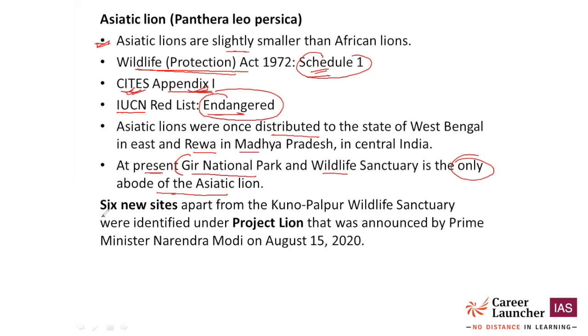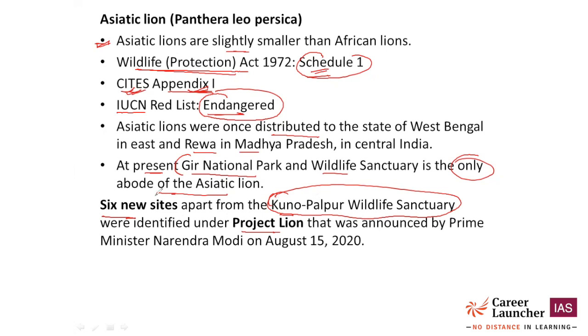Okay, so what are the 6 new sites decided by the government? This is again very important. Apart from Kuno Palpur Wildlife Sanctuary, sites were identified under Project Lion, which was announced by Prime Minister Narendra Modi on August 15, 2020. Kuno Palpur Wildlife Sanctuary in Madhya Pradesh was a question in prelims: which of the following is another natural habitat where the government is planning to relocate the Asiatic lion from Gir National Park? It has already been asked. This Kuno Palpur Wildlife Sanctuary was decided.